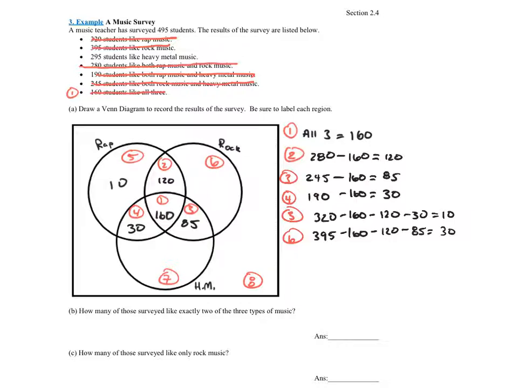Oh, sorry, I put that in the wrong place on the Venn diagram. That was Region 6. So Region 6 was 30. There we go. Okay. Let's go on to Region 7. Think about what that is.